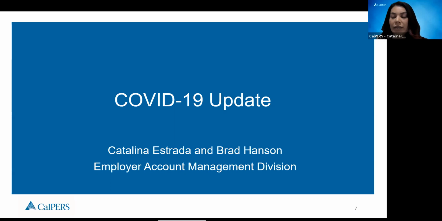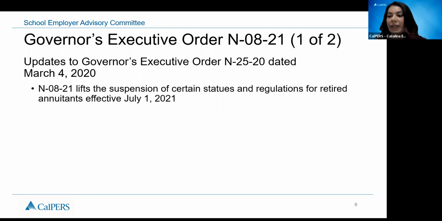Some background on this executive order: on June 11, 2021, the governor issued executive order N-08-21, which reinstates some of the working after retirement restrictions that were previously suspended in executive order N-25-20 that was issued back on March 4th, 2020. Retired annuitants returning to work for a CalPERS covered employer on or after July 1st, 2021 will be impacted by the changes of this executive order.